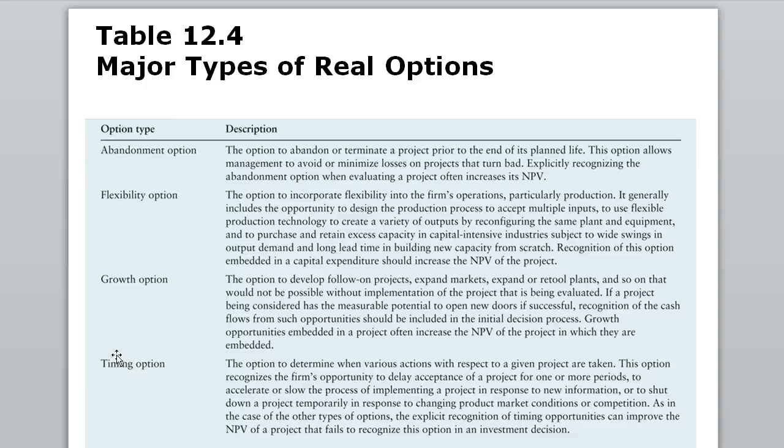Some of the major types of real options that the chapter talks about here is the abandonment option. So the option to abandon or terminate the project prior to the end of its life, meaning that you can end the project early. So if there's a problem with the project, you can minimize the damage and get out of it more easily. So if you're taking on a project where you have some guarantees or some reassurances that you could end the project early without being financially hurt, that is something that should be considered when making the capital budget decision.